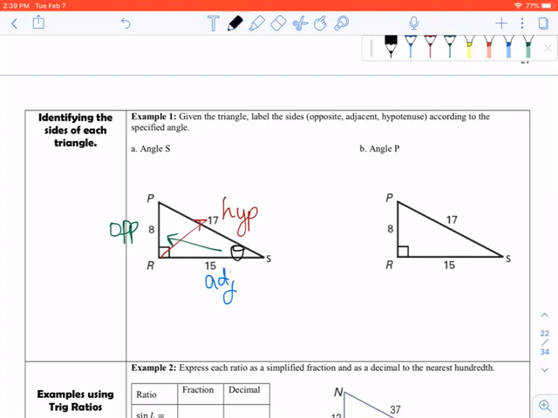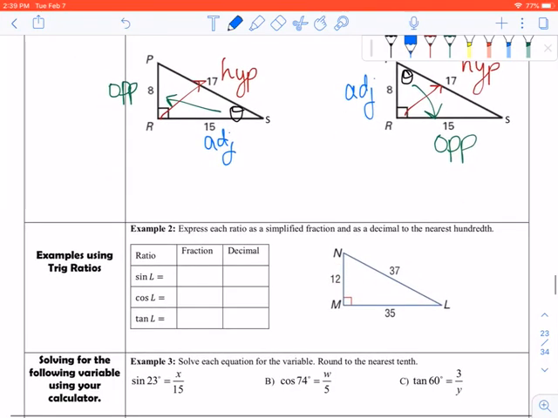Now we're going from angle P, so I'm going to put my theta where angle P is. My opposite side now is the 15. It's across from the angle. My hypotenuse is still the same. It's still across from the right angle. That's always there. And now my adjacent side is the 8. So notice in these how the opposite and adjacent flip because I flipped my angle. Okay, so that is important.